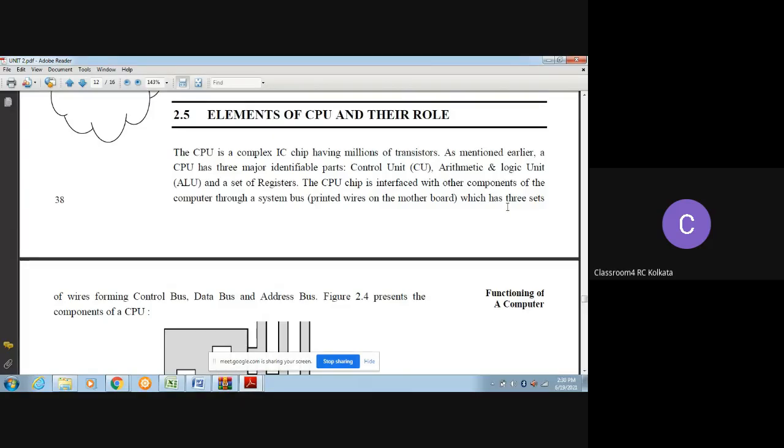Next, what are the functions of your arithmetic and logic unit? In the arithmetic and logic unit, the main function is addition and also some logical operations. Logical operation means if A is greater than B, B is greater than C, etc. These are logical operations. Or if you can say that if A is equal to B and B is equal to C, then something. So these are the logical operations.